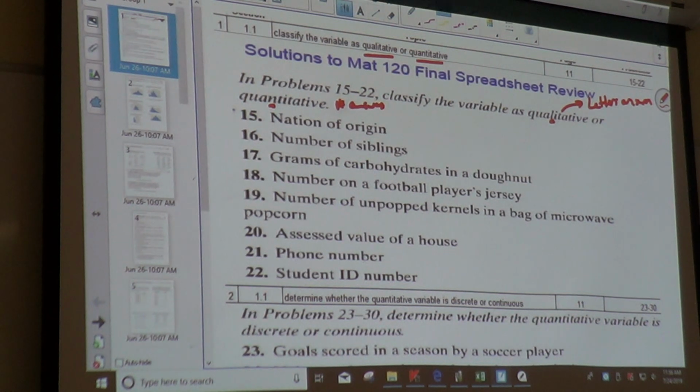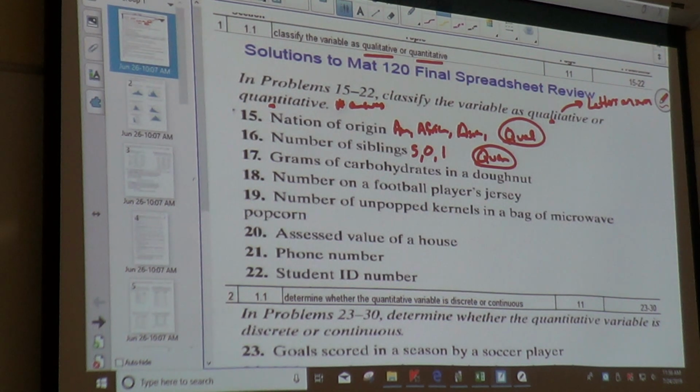So if I say nation of origin, where did you come from? Are those answers going to have letters in them, or are those answers going to have numbers in them? Letters. So it's going to be like, I'm from America, or I'm from Africa, or I'm from Asia, or wherever. Those are going to have letters in them, so that's going to be qualitative. How many siblings do you have? That's a number answer, so that's going to be quantitative. I have 5 siblings. I have no siblings. I have 1 sibling. Those are number answers. Grams of carbohydrates in a donut.